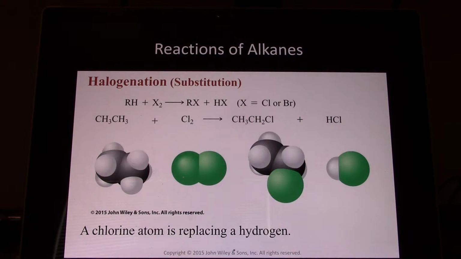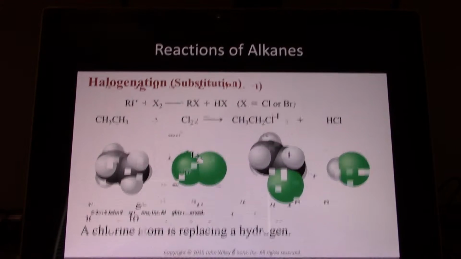Halogenation, here's a substitution reaction. And a chlorine is kicking out a hydrogen and taking its place. This is a substitution.